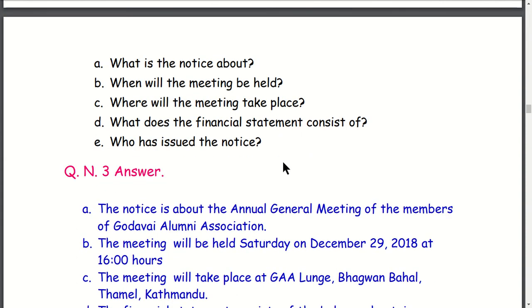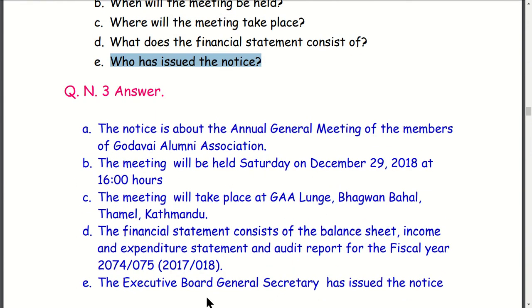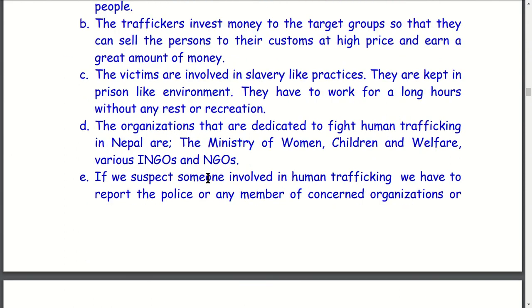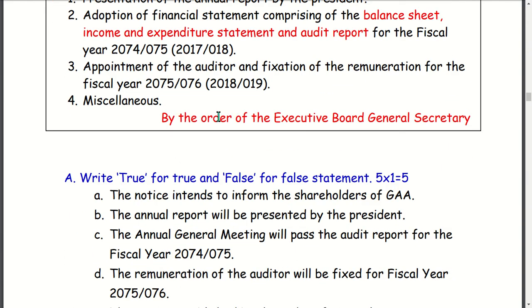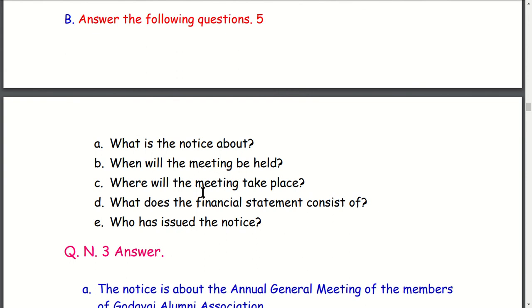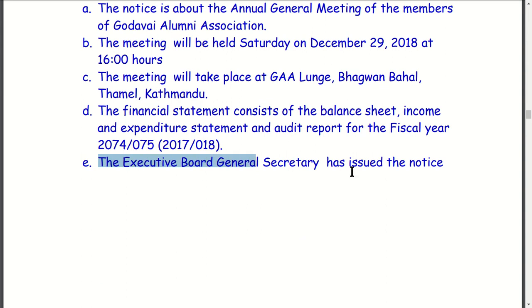Number: who has issued the notice? Who has published the notice? It is published here. The Executive Board General Secretary has issued the notice. Okay, I finished this one.